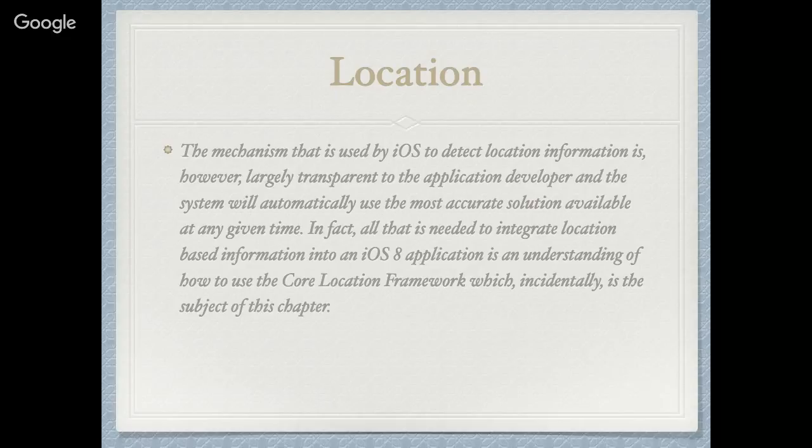The mechanism that iOS uses to detect location is largely transparent to the developer, and the system will automatically use the most accurate solution available at any given time. So it knows what's strongest, basically. It notes in the app, or on your device, the strongest available way to get location, and it uses that. An example would be if your cellular is running low in here, it would switch to cell tower. If that's running low, it would then switch to Wi-Fi. It's going to be in that order.